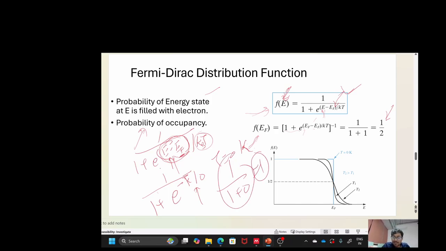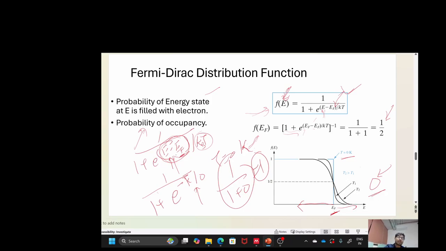So the probability of finding an electron in any state less than EF is always 1. In other words, all the states are occupied at T equal to 0 Kelvin below EF, and above EF at T equal to 0 Kelvin all the states will be unoccupied. So the probability of finding an electron above EF is 0.